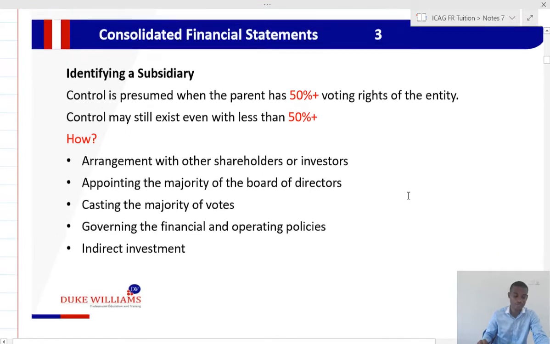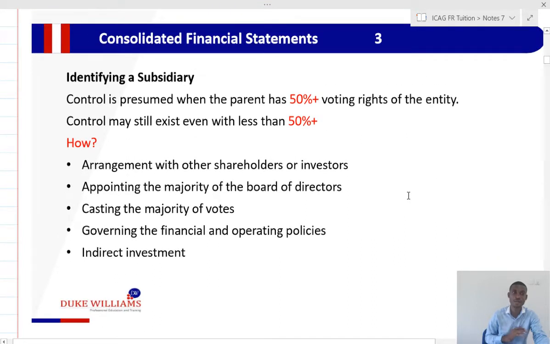Now, we're saying that there is a subsidiary and a parent relationship. So in this case, we are looking at entity B being the parent and entity A being the subsidiary. Now, from the concept of control, we're saying that entity B should have controlling interest. So entity B should own the majority of the shares.